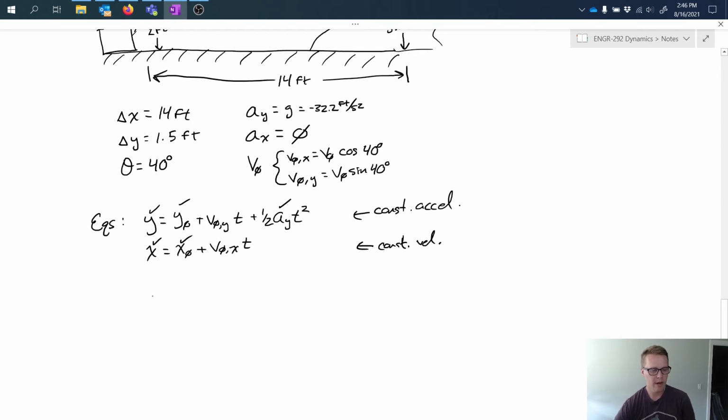So I can rewrite these equations with the numbers that we know, starting with the y equation, 1.5, which is delta y, equals my initial y position, which I'm going to define as where the ball exits the barrel of this cannon. So that'll be 0.